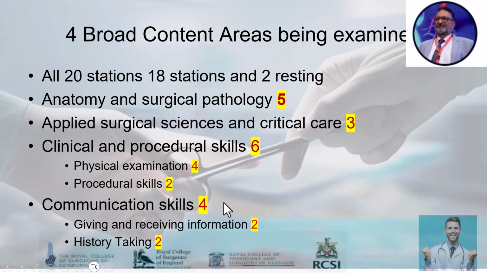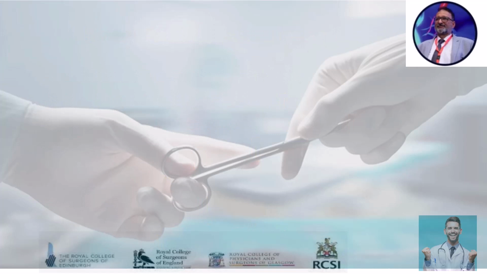And communication skills, which are widely ignored by the Egyptian colleagues, and they are extremely important. One of the very common causes of not passing the exam is communication skills, which are 4 stations: giving and receiving information, 2 stations, and history taking, 2 stations. And we'll give you examples of these stations using artificial intelligence.